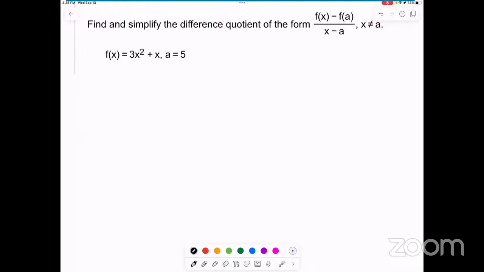So what we're gonna do here to find the difference quotient, we're gonna find each part. f of x is already given, so we don't need to find that. So let's go ahead and find f of a. And so for f of a, all we're gonna do is replace each x with a, okay? So first, let's replace each x with a blank set of parentheses.